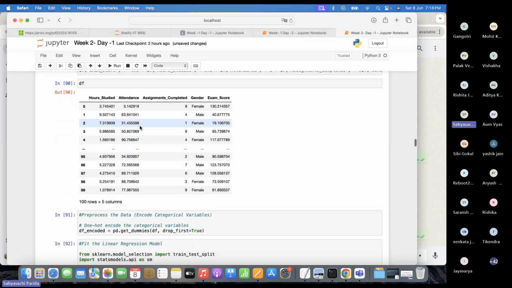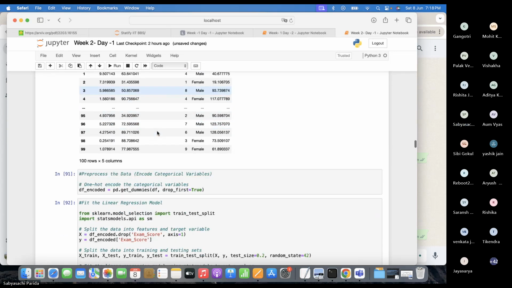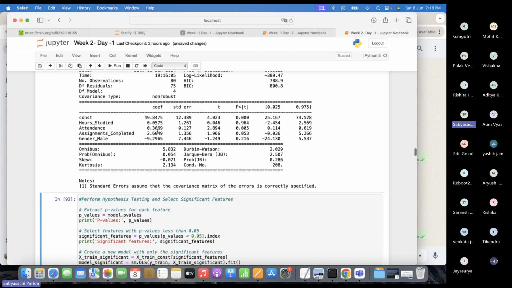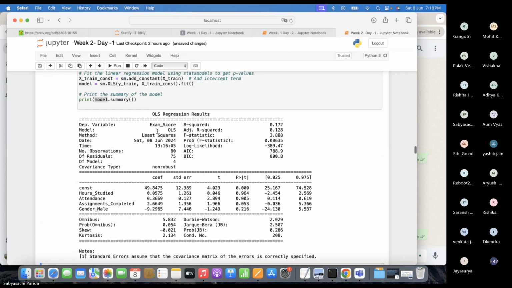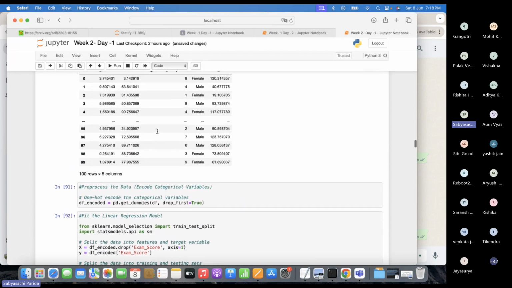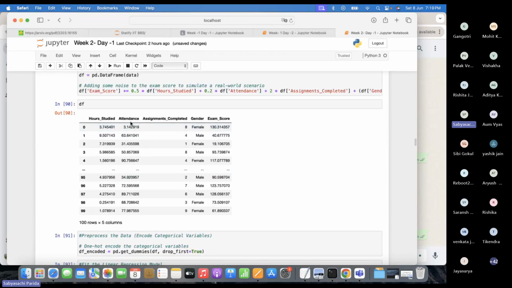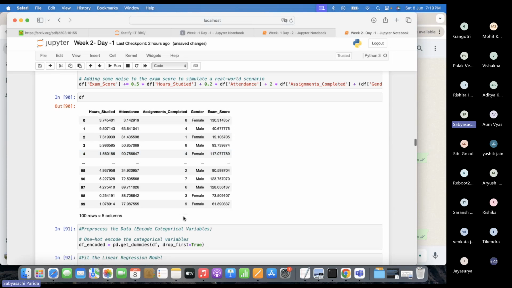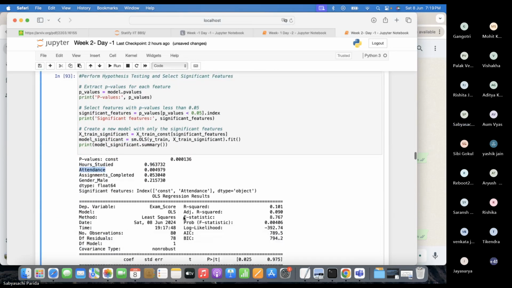Okay, that means the constant and, what was the other one? It was the attendance. So using attendance and the constant value. So hours studied and assignment score and the gender, they are not directly influencing my exam score. Only the attendance and the constant value is impacting my exam score. With this only I can build my particular model, and that would give my corresponding output.